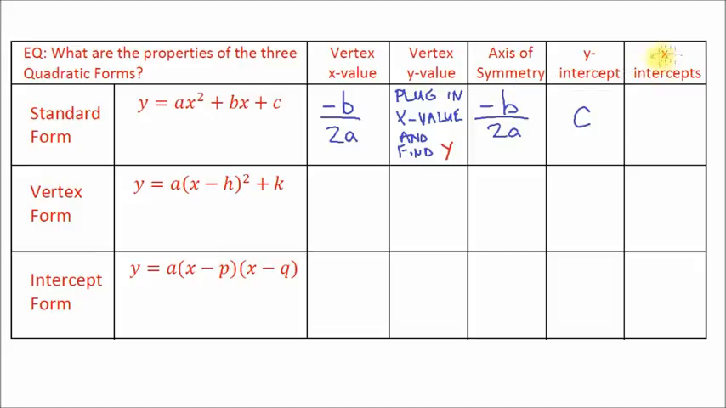Okay, and the last question is, how do you find the x-intercepts? Well, class, right now we're going to put a big question mark there. Not entirely sure how to do it. There is a way. We're going to be learning that later, but we're not going to cover that right now.